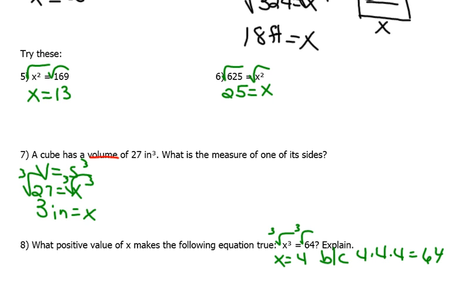Number 8, what positive value of x makes the following equation true? I had to take the cubed root. They also wanted me to explain. Your explanation is kind of your check. So I said x equals 4 because 4 times 4 times 4 equals 64. Hopefully nothing too confusing there. So the idea is that we have cubed roots and square roots, and they cancel out squaring and cubing.